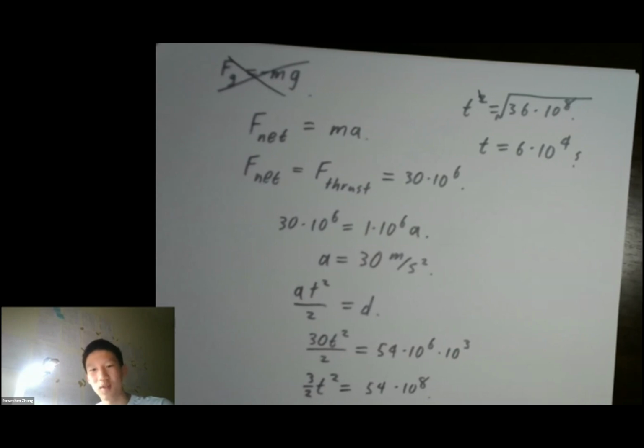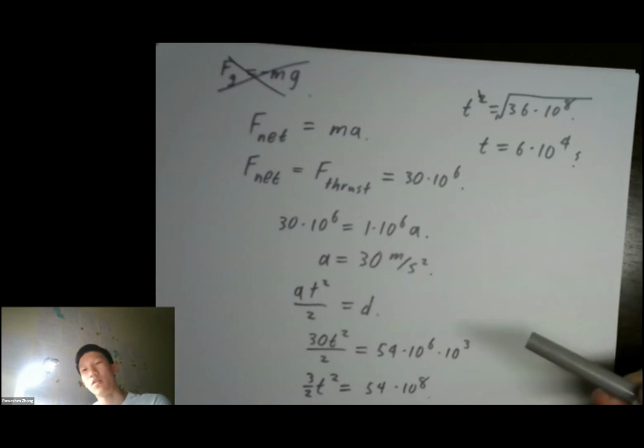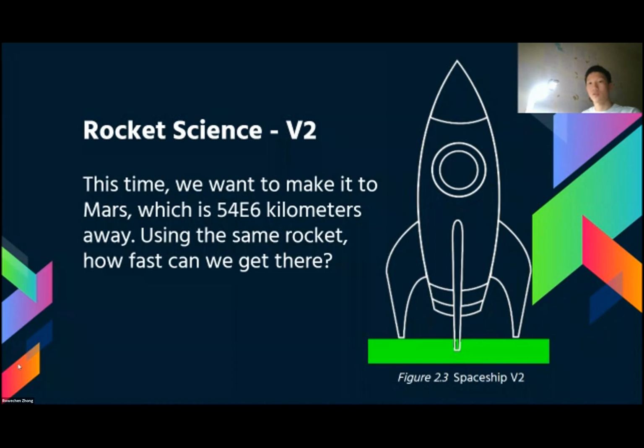All of you guys know that there are exactly 3,600 seconds in an hour. This is 60,000 seconds, so how many hours would that be? That's roughly 15, 16, 17, something like that. 17 hours or so. So in 17 hours, we have made it to Mars as fast as we can.